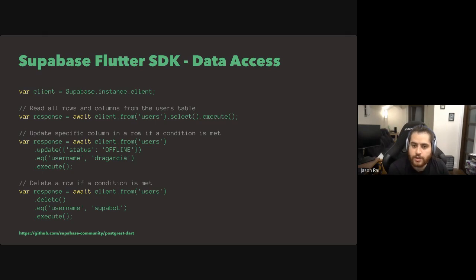Let's take the users table, call delete on that, only when EQ, for equal, only when this scenario is equal, so the username column matches, in this case, Supabot, and then I'm going to execute that. So a really simple API for accessing and modifying your data without having to write any backend at all.